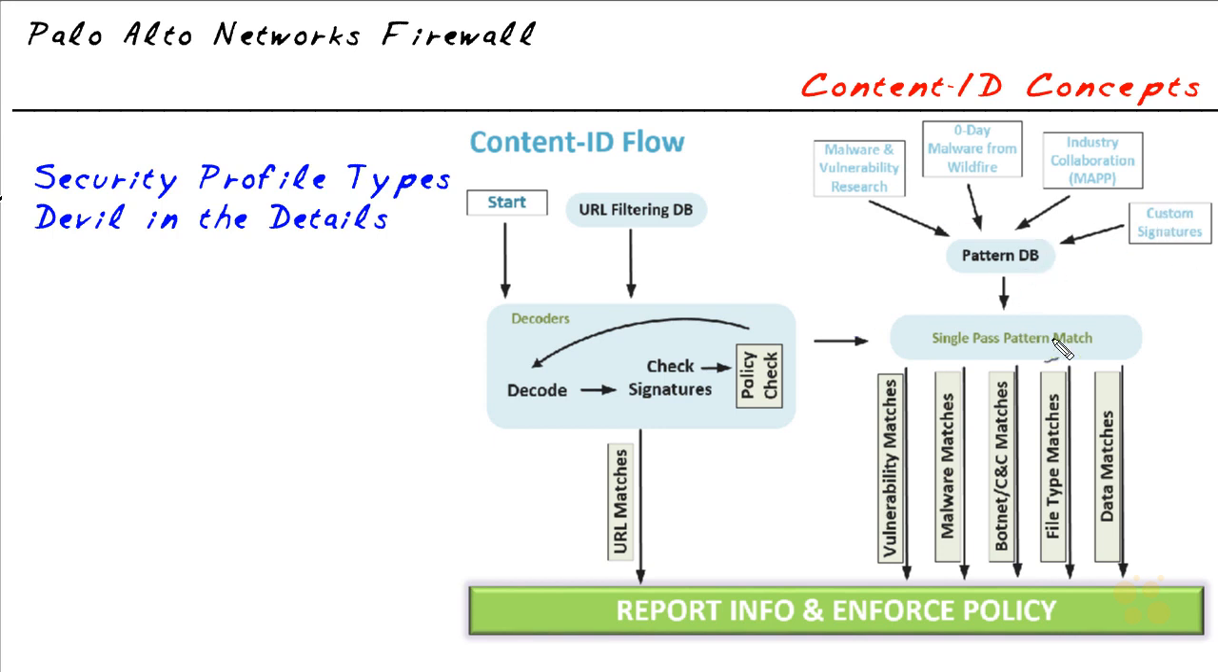So I can do my single pass pattern match on there, and each of these other pieces, my other matches, will take place. Okay, so vulnerability matching, exploits, malware matching, botnet command and control, file type, or the data match, the specific content I'm looking for, and all of that feeds into my reporting info and policy enforcement on there. So that's the general flow of Content ID that we have to work with.